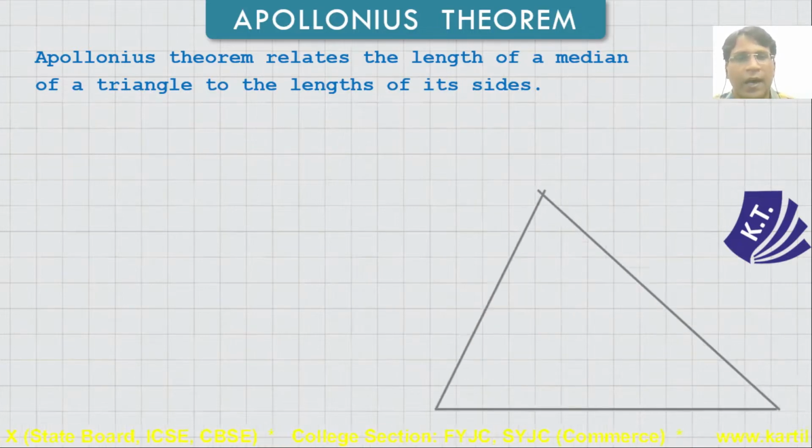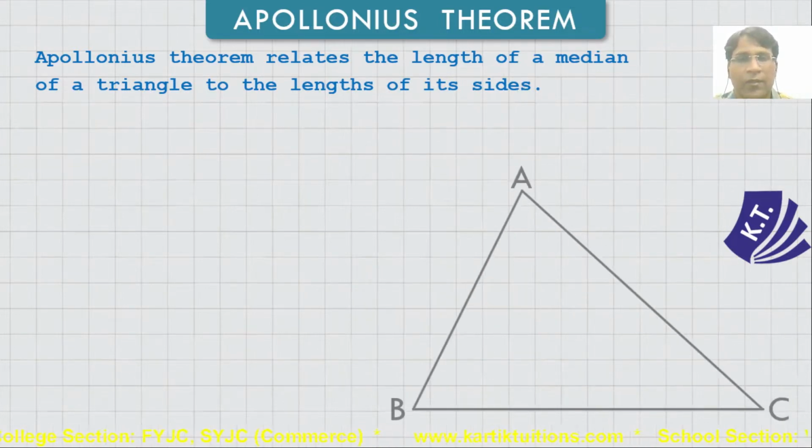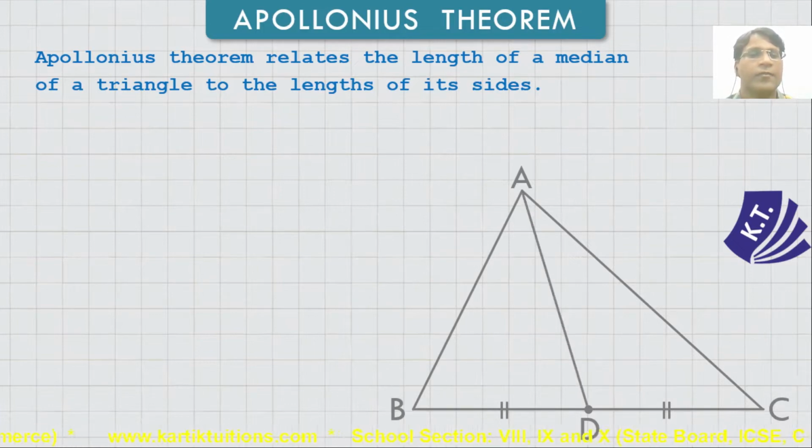Let's see. I have triangle ABC with me. Now, the length of a median. So let us revise the concept of a median. See, a median is what? It is a segment joining the midpoint of a side with the opposite vertex. Now, for side BC, I have taken a point D. D is the midpoint of BC, and when I join D with A, AD becomes my median. So it is a segment joining the midpoint of a side with the opposite vertex in a triangle.